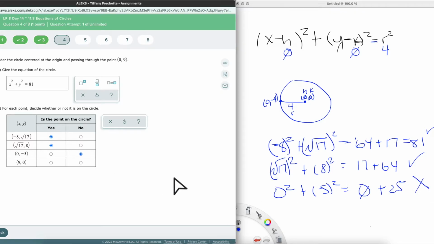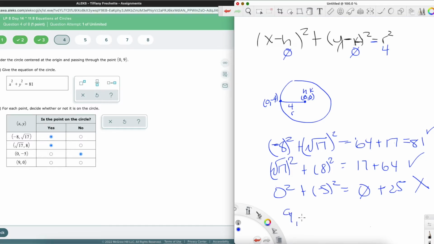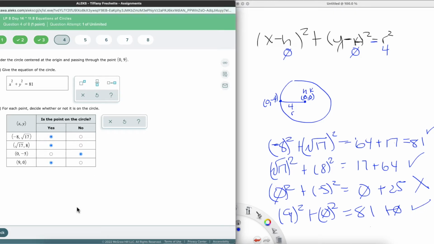And down here I have 9 and 0. Oops. So 9 squared plus 0 squared. I forgot to put parentheses around this for whatever reason. So I have 81 plus 0. Well, 81 plus 0 is 81, so that one does work. So we're just testing to see, is it in fact the correct distance when I plug them in.